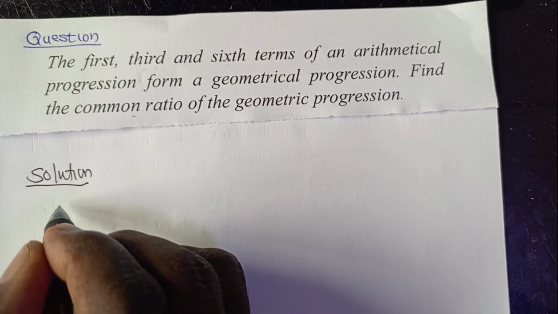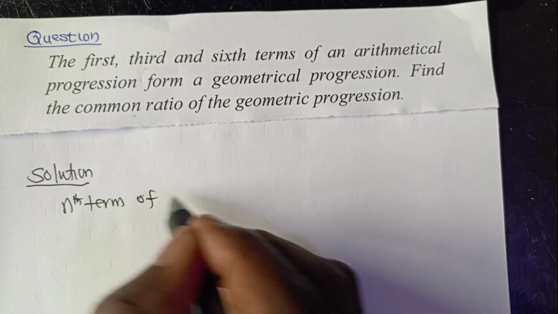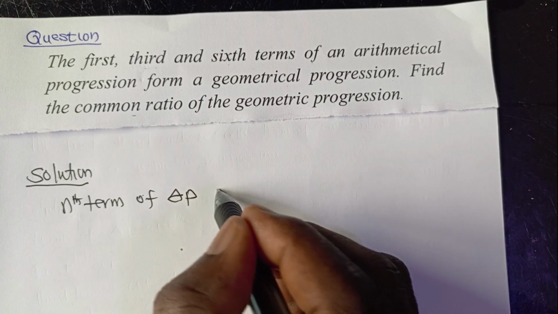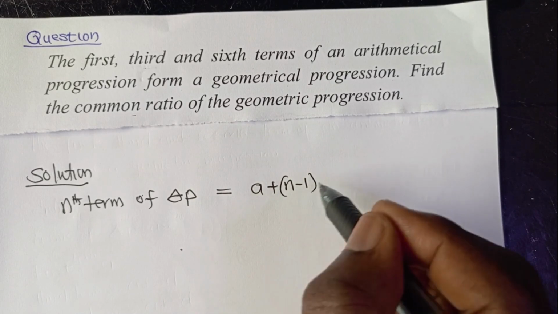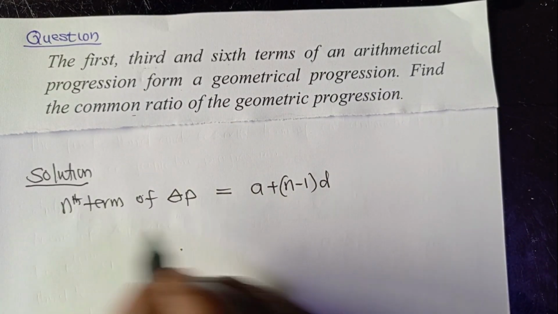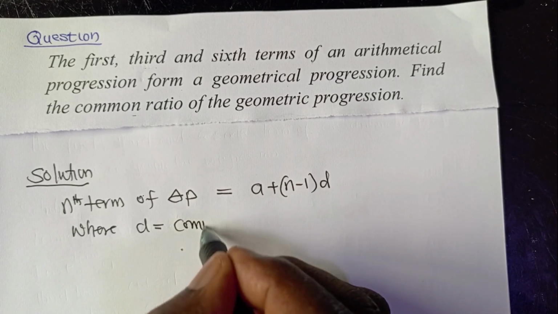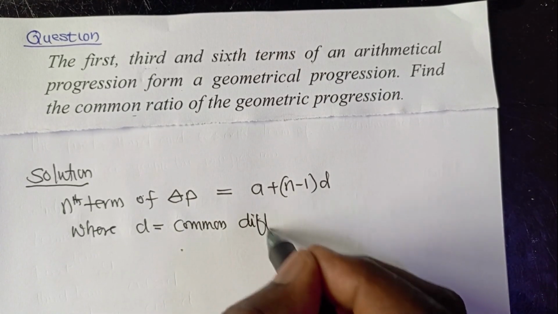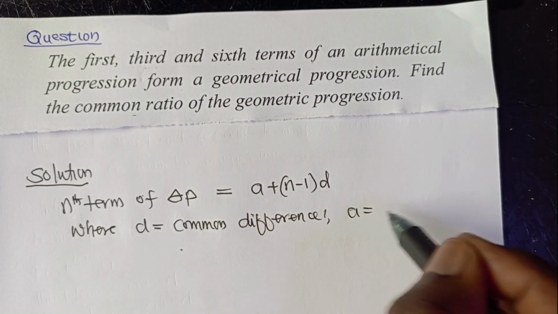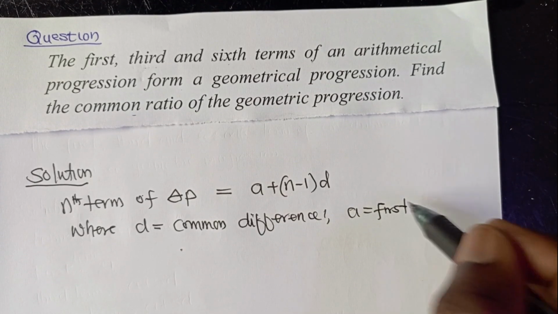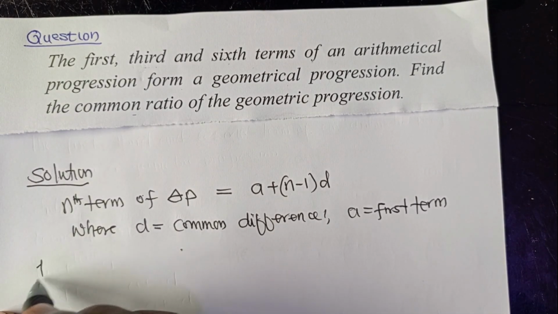We know that the nth term of an AP, that's arithmetic progression, is given by the formula a plus n minus 1 multiplied by d, where d is the common difference and a is the first term.